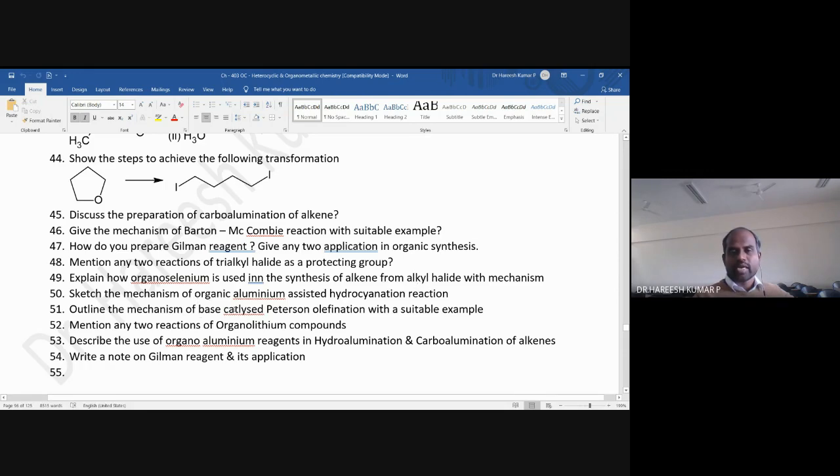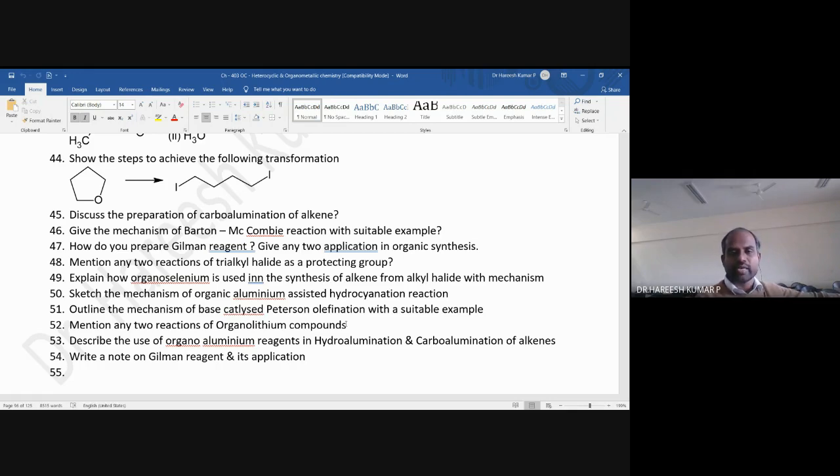And sketch the mechanism of organoaluminium assisted hydrocyanation. I have also given the hydrocyanation. More particularly the beta carbon is attacked by the cyano group. So the obtained compound is beta cyanoketone, that you have to mention. Outline the mechanism of base catalyzed Peterson olefination. Acid catalyzed Peterson olefination is there, base catalyzed Peterson olefination is there. You just look into that.